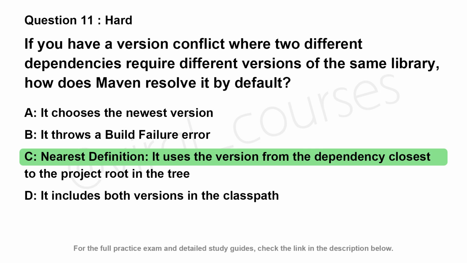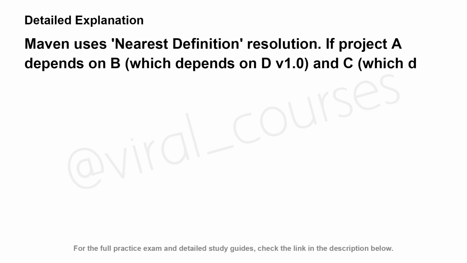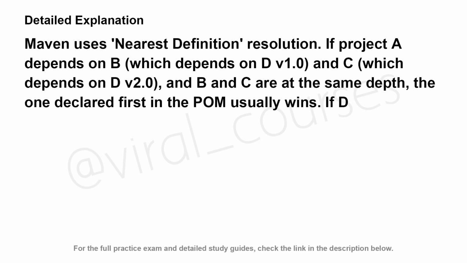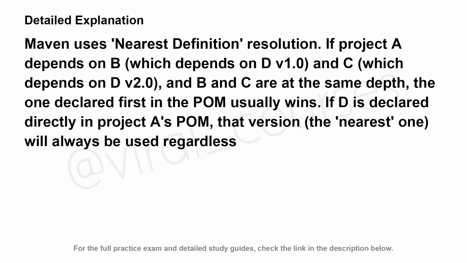The correct answer is C. Maven uses nearest definition resolution. If project A depends on B, which depends on D version 1.0, and C, which depends on D version 2.0, and B and C are at the same depth, the one declared first in the POM usually wins. If D is declared directly in project A's POM, that version, the nearest one, will always be used regardless of what B and C want.